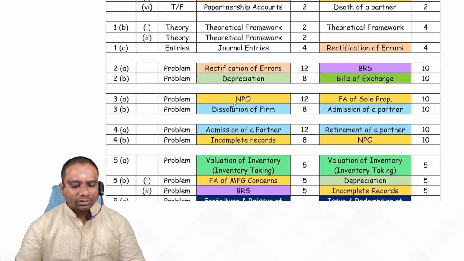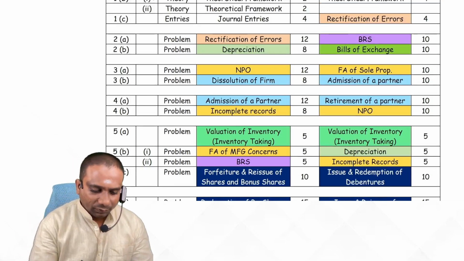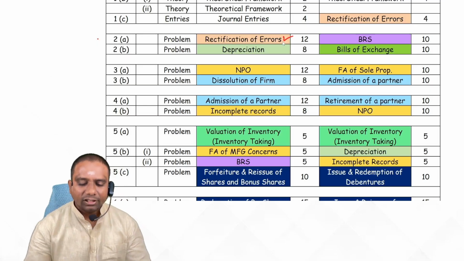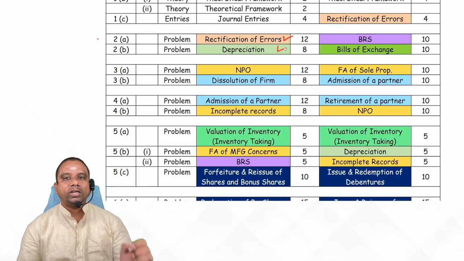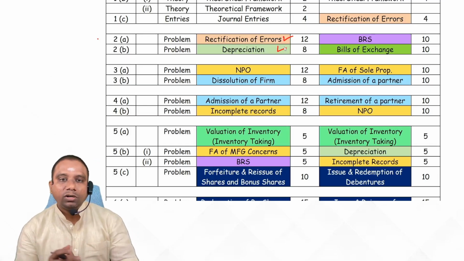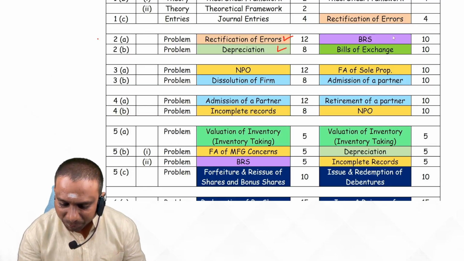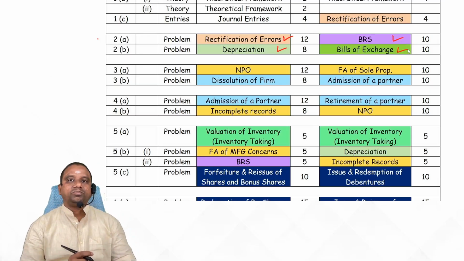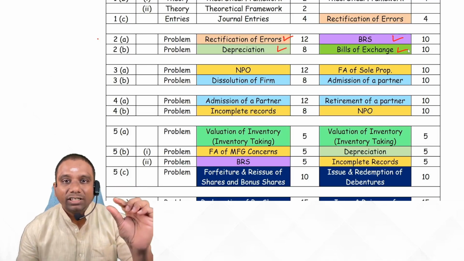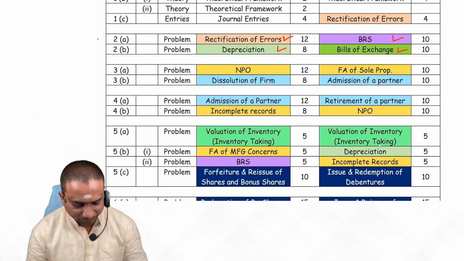So, leaving the first question, now look at the second question. In the second question we got rectification of errors problem and depreciation, students, 12 marks and 18 marks. Now observe the September 2024 question paper, second question, BRS and bills of exchange. But observe, the same rectification problem and depreciation problem they have given here once again.